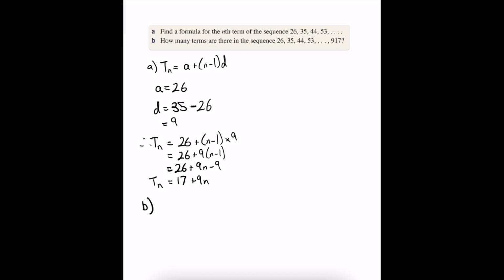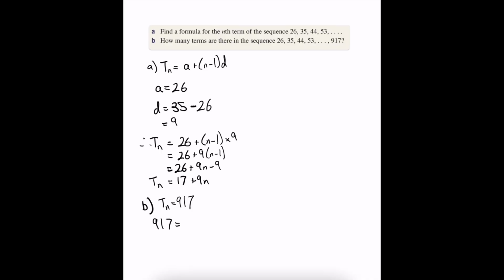So they want us to find however many terms there are in the sequence, and they give us the last term within the sequence, which they say is 917. So if we say Tn is equal to 917, and we need to find whatever n is, they're basically saying, what number throughout the sequence is this term? So if we sub it into the equation here, it becomes a very easy formula to solve.